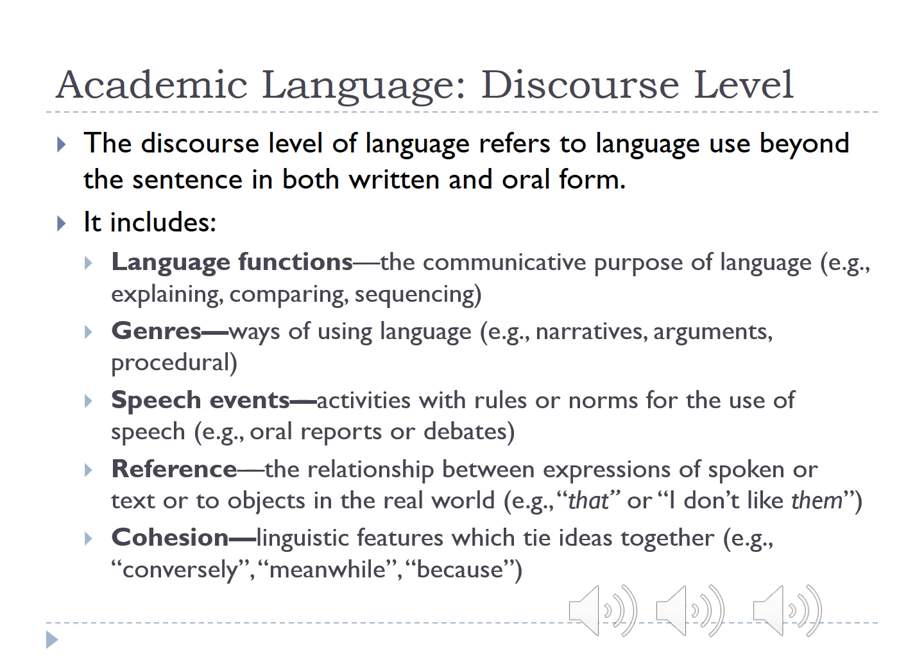Lastly, cohesion is the way ideas tie together in text through special linking words. For example, conversely shows that a comparison is being made. Meanwhile shows that two things are happening at the same time. And because shows a causal relationship. These connective terms can signal distinct meanings within a science text.